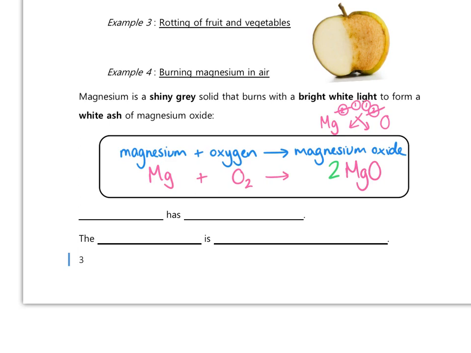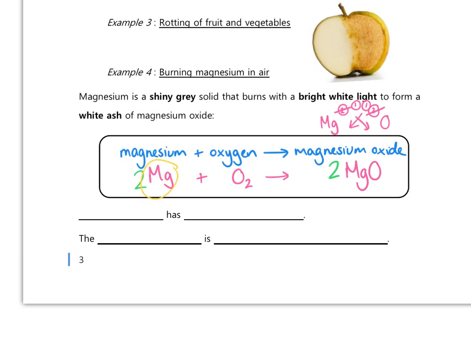And now we have 2 magnesiums on the right, so I need to put a 2 in front of my Mg. So your balanced symbol equation should be 2Mg + O2 → 2MgO. So let's have a think about what is happening in this reaction and how we can define it as oxidation.